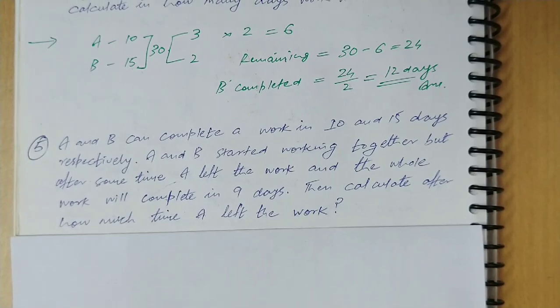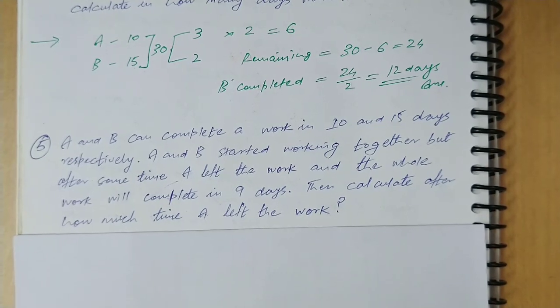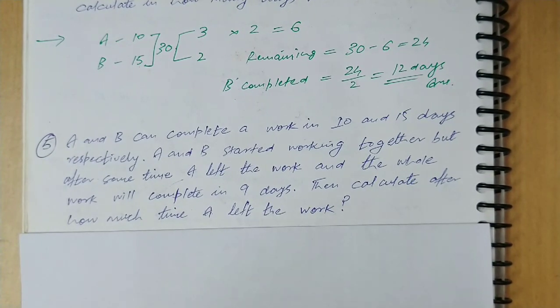Question number 5. A and B can complete a work in 10 and 15 days respectively. A and B started working together, but after some time A left the work, and the whole work will complete in 9 days. Then calculate after how much time A left the work. Same question, they have just put it in a different way.